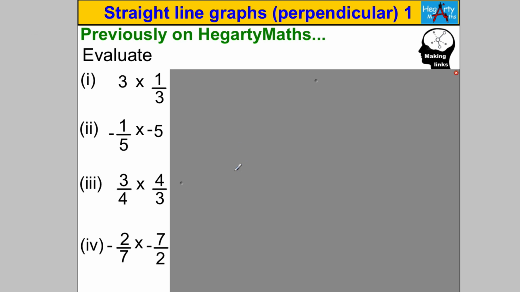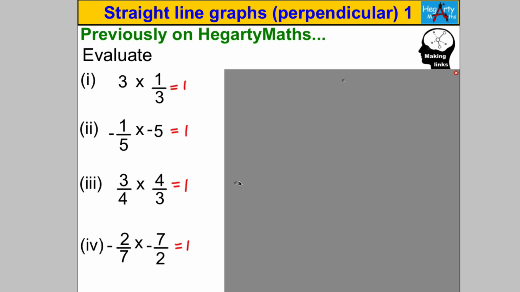Hopefully, without much bother, I would have expected you to get the answer 1 for each of these. That means you might need to go back to looking at multiplying fractions or multiplying whole numbers by fractions, and also the idea of a reciprocal, because I would have wanted you to spot that 3 and a third are the reciprocal of each other, negative a fifth and negative 5 are the reciprocal of each other, 3/4 and 4/3 are the reciprocal of each other, and so on. So I need you familiar with the idea of reciprocal and what that means.